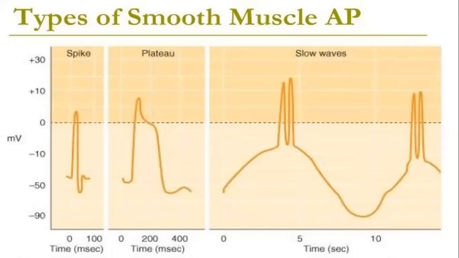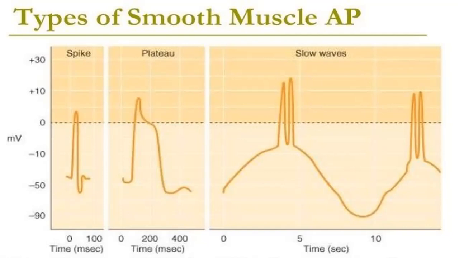Unitary smooth muscle is characterized by the instability of its membrane potential and by the fact that it shows continuous irregular contractions that are independent of its nerve supply. So this doesn't depend on its nerve supply. The membrane potential has no true resting value, and it varies between -20 to -65 millivolts.